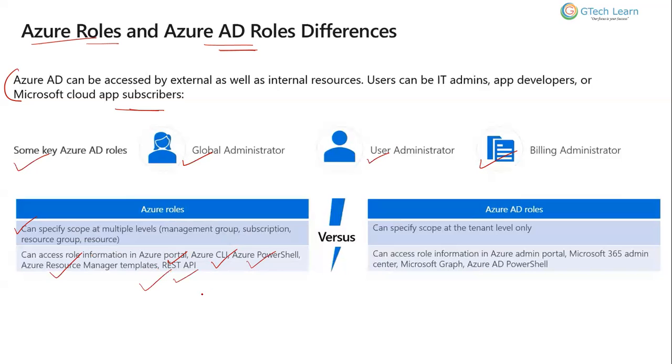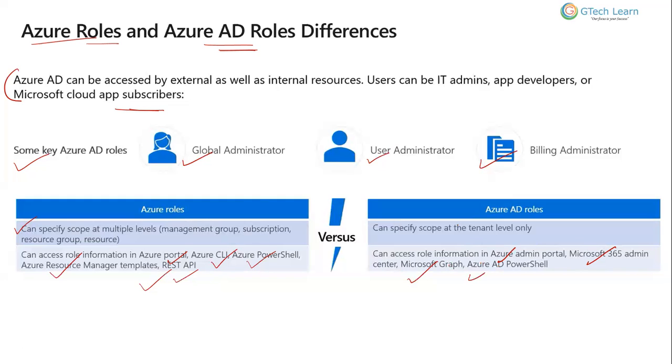If I'm talking about the Azure AD role, we can specify the scope for those roles at the tenant level only. And we can access those role information in the Azure admin portal, Microsoft 365 admin center, Microsoft Graph, and the Azure AD PowerShell console. That's okay. So that is the difference between the Azure roles and the Azure AD roles.